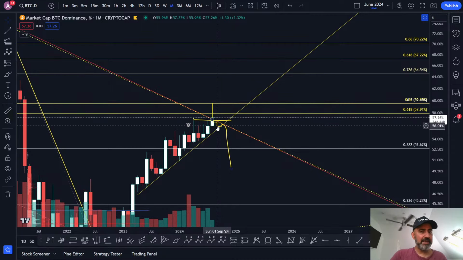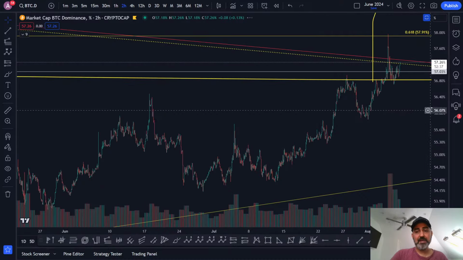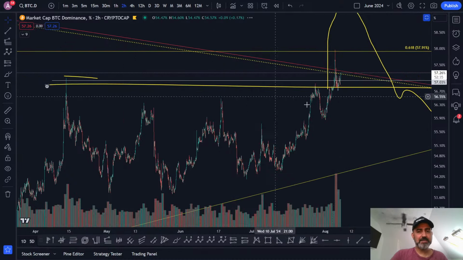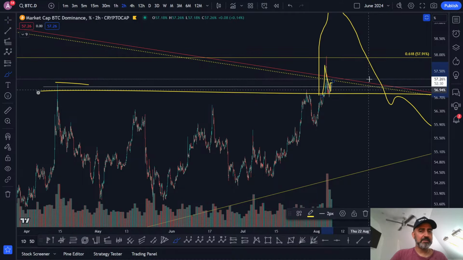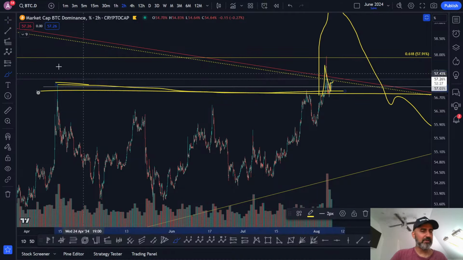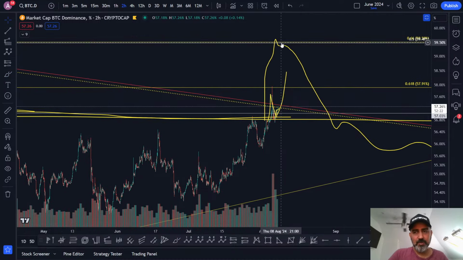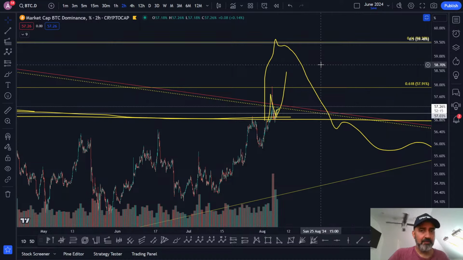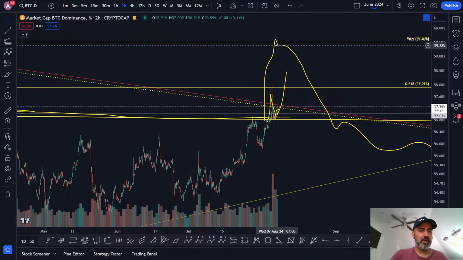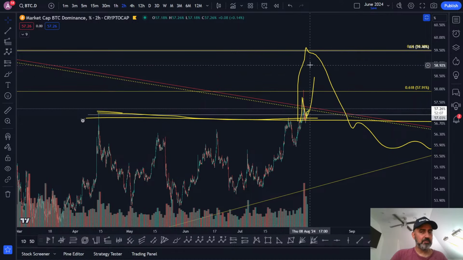Obviously, it's a little bit too early, because we're having a little breakout, little back test. And that's actually quite bullish because we're holding the previous pivot high. So maybe this is actually going to try and go higher. I think if it gets to about 59.5%, that's a really good place. I already said that in the past, didn't I? I said 60% is a pretty good place to rotate into altcoins.